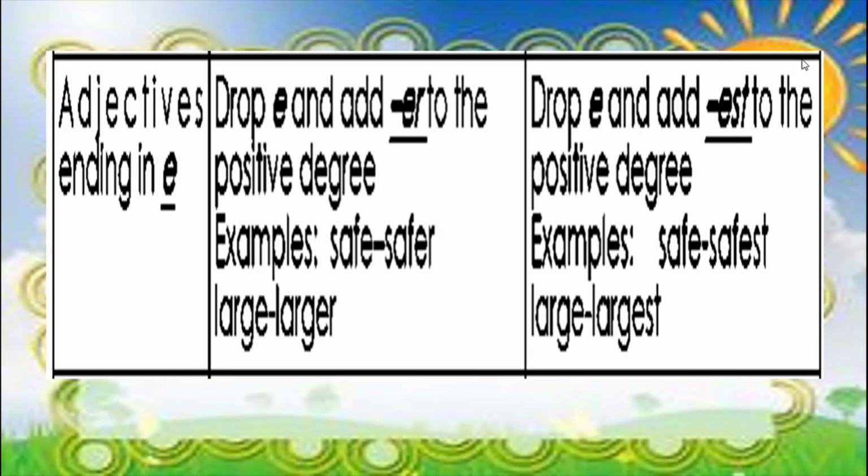For the adjective ending in E, for the comparative degree, drop E and add ER to the positive degree. Examples: safe, safer, large, larger. For the superlative degree, drop E and add EST to the positive degree. Examples: safe, safest, large, largest.